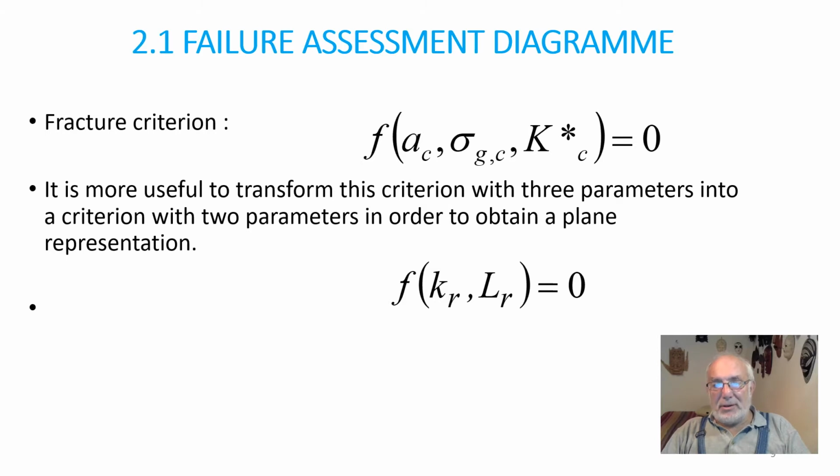The fracture criterion is a function of three terms: the critical defect, the critical applied gross stress, and the fracture toughness. But it is more useful to transform this three-parameter criterion into a criterion with two parameters in order to obtain a plane representation, which is a function of non-dimensional applied stress intensity and non-dimensional load.